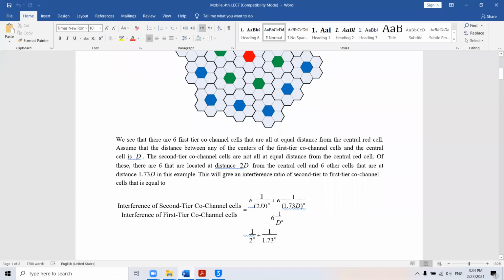Okay, 6 multiplied by 1 over (2d) to the power n, plus 6, which have a distance of 1.73d, to the power n. And of course, in the first tier, when we talk about the same distance, we have 6 multiplied by 1 over d to the power n.